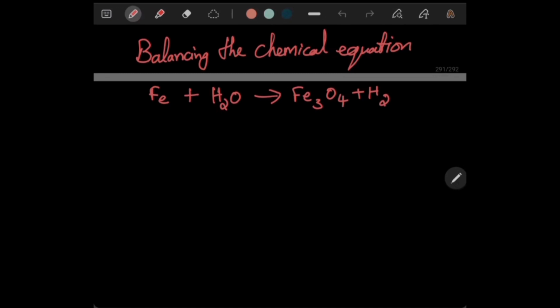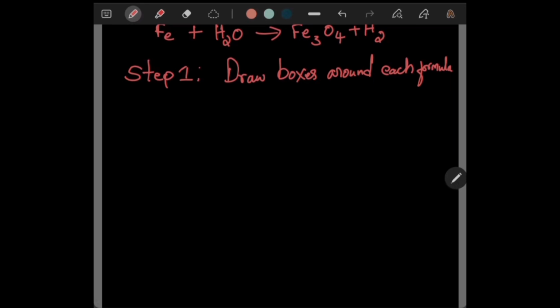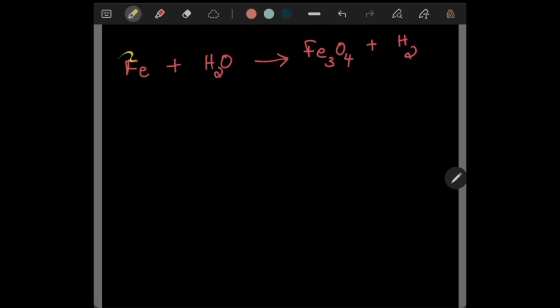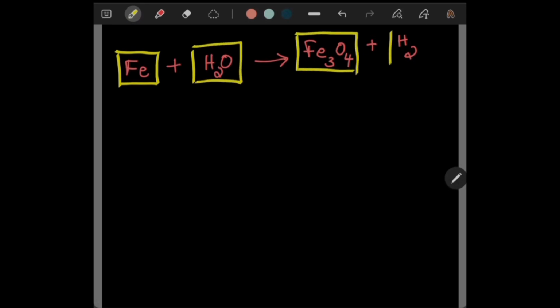Let us start with step 1. To balance a chemical equation, first draw boxes around each formula. Do not change anything inside the boxes while balancing the equation. So step 1, draw boxes around each formula. Now let us draw the boxes around each formula. We need to remember that we should not change anything inside the boxes while balancing the equation.